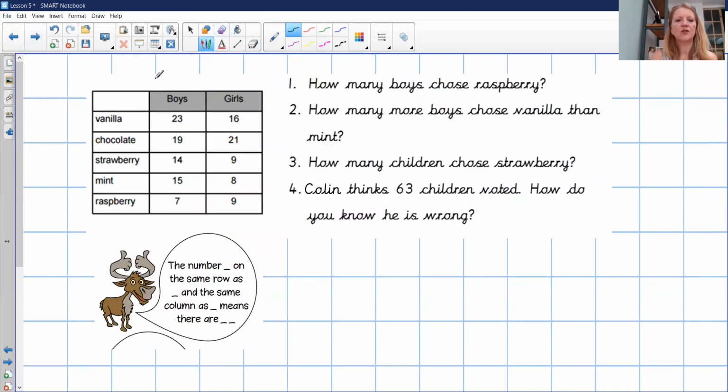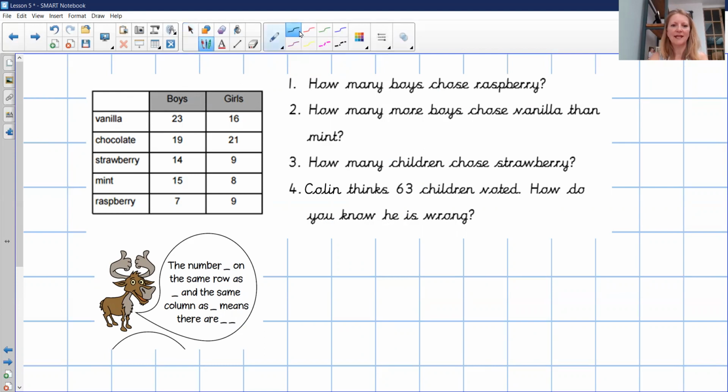Okay, so here's some questions about this table here. Oh, looks like it's back to ice cream again. So we've got our flavors down the side: vanilla, chocolate, strawberry, mint, and raspberry. And again, it's been split into boys and girls. So we've got 4 questions to have a look at here. You might like to just pause the recording and have a go at those 4 questions. And then when you're ready, we'll go through them.